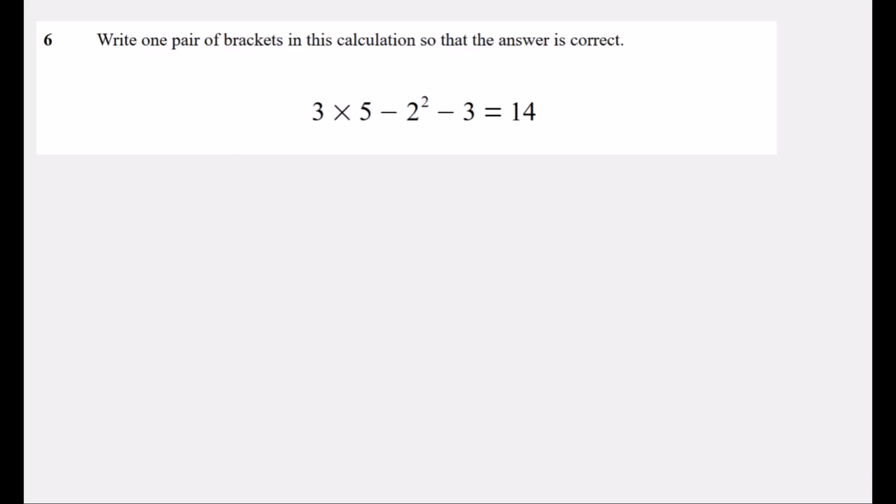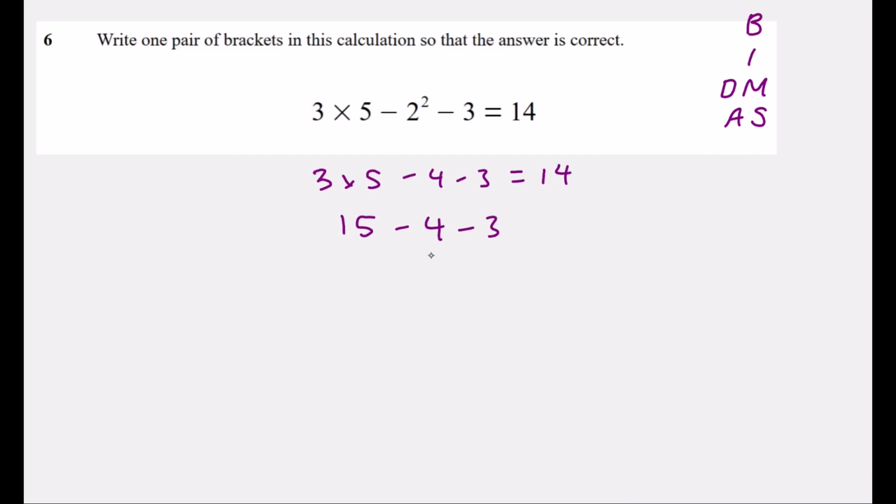Right, question 6. Put one pair of brackets in this calculation so that the answer is correct. So it's a BIDMAS question. So we do the brackets first, then indices. So this is going to be brackets, indices, and then we do division, multiplication, addition, subtraction. So at the moment, we're going to do the 2 squared first, which is 4. Then we're going to do the multiplication. So 3 5s are 15. So it's 15 minus 4 minus 3. And that will be 8.